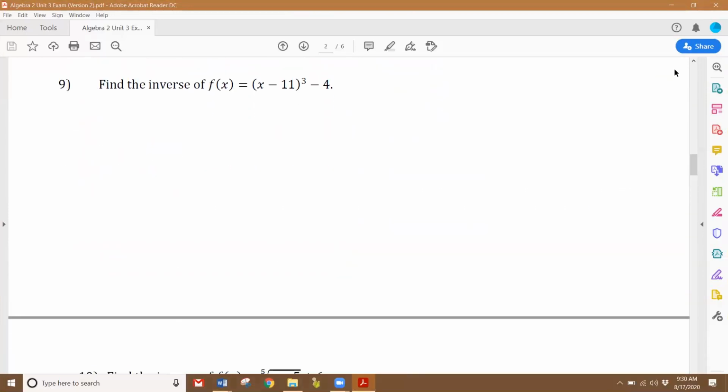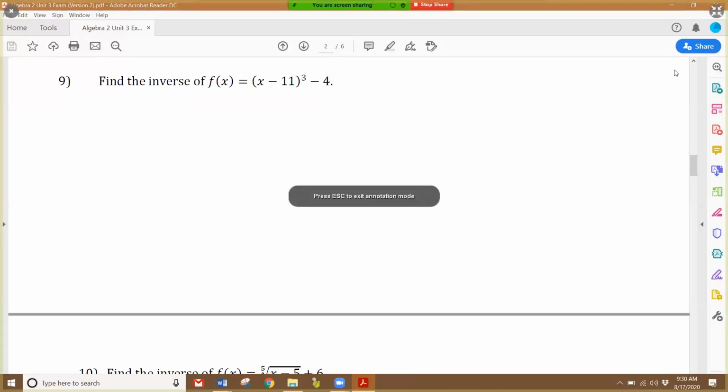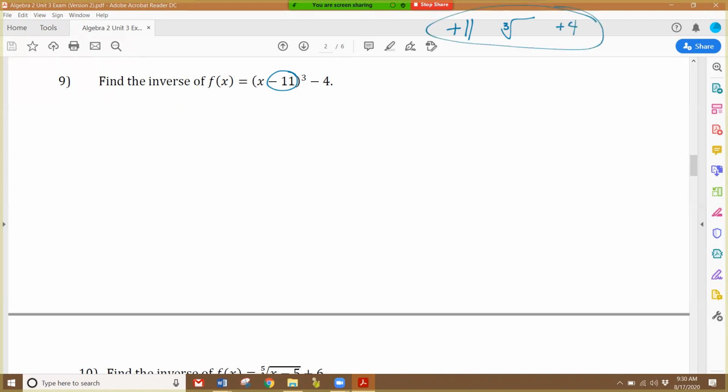So question number 9, we're being asked to find the inverse. Remember, when you find the inverse, you're looking for opposites. So when I look at this, I know I'm going to have the opposite of -11 in my answer. So I know I'm going to have a positive 11 somewhere in my answer. I have a power of 3, which means I'm going to have a cube root in my answer. And then I have a -4, which means I'm going to have a +4 in my answer. So I know I have all 3 of these things in my answer before I've even started, just looking at the original.